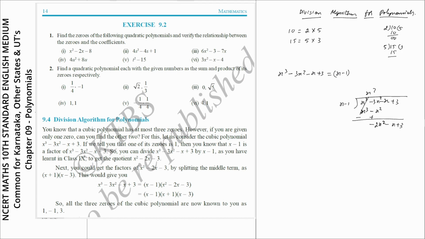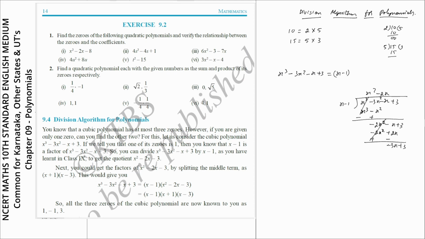Now again, if I multiply x minus 1 by minus 2x, I'll get x into minus 2x is minus 2x square. Then minus 1 into minus 2x is plus 2x. So now again I'll change the signs. This 2x square will get cancelled. Now minus x minus 2x is minus 3x plus 3.